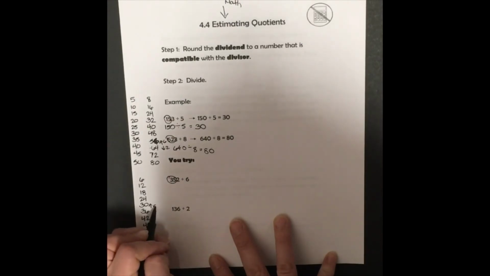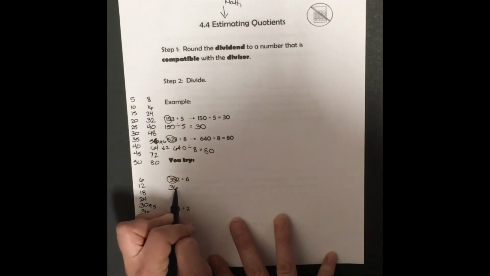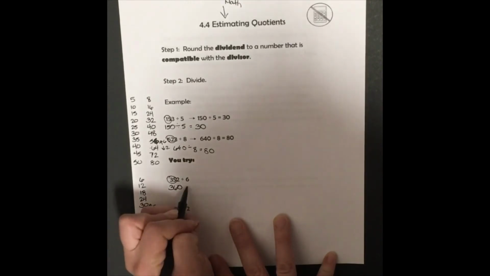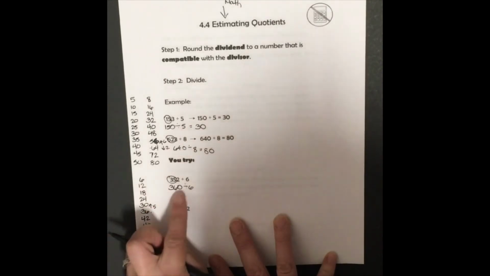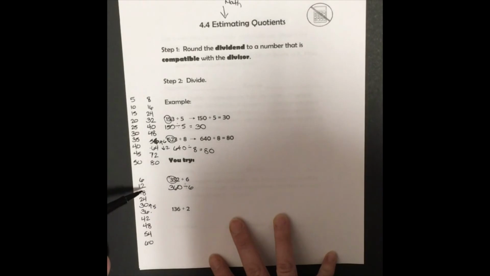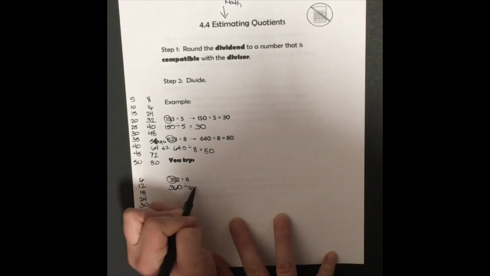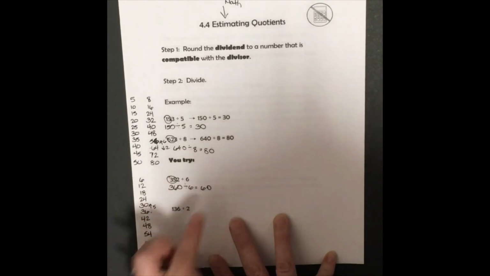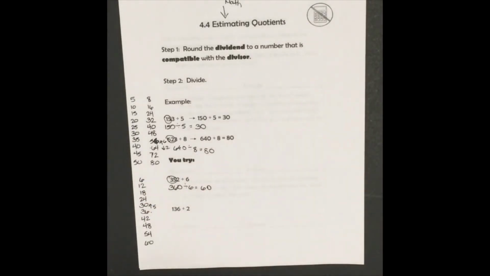It's 5 away from 30, but it's only 1 away from 36, so it's clearly closest to 36. And then that 2 is going to turn into a 0, and then I'm going to divide by 6. So 36 divided by 6 is 1, 2, 3, 4, 5, 6. And then my 0 tags along, and my answer would be 60.